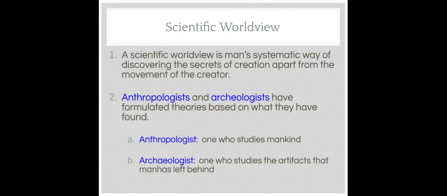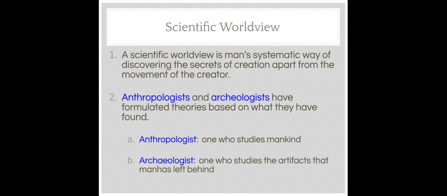But there's another worldview, which is a scientific worldview, and it looks at the creation of man, it looks at prehistory, and it's trying to discover the secrets of creation apart from the movement of the Creator. What we mean by that is they're looking at a naturalistic worldview. They're trying to see, if God was not the Creator, if nature created everything, how were things created by nature? So one group is looking at nature, one group is looking at God as the origin of all things.